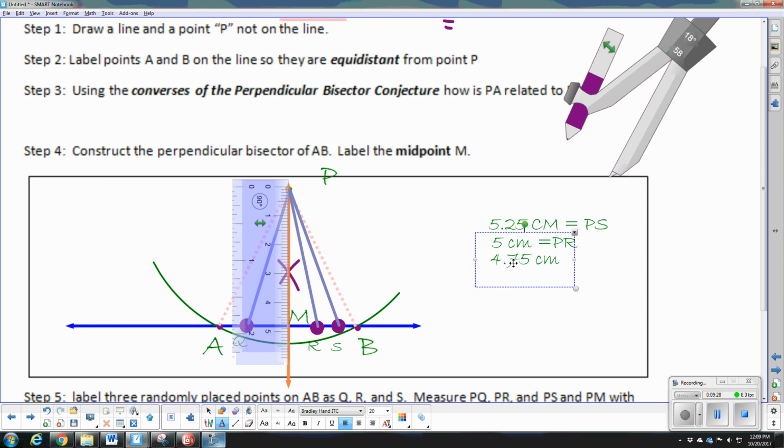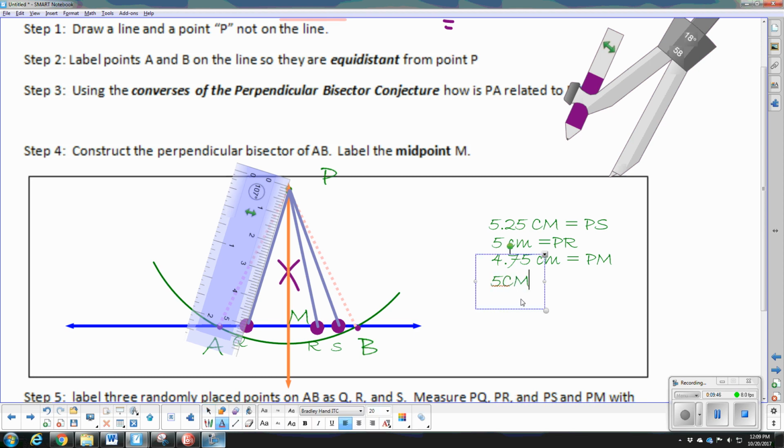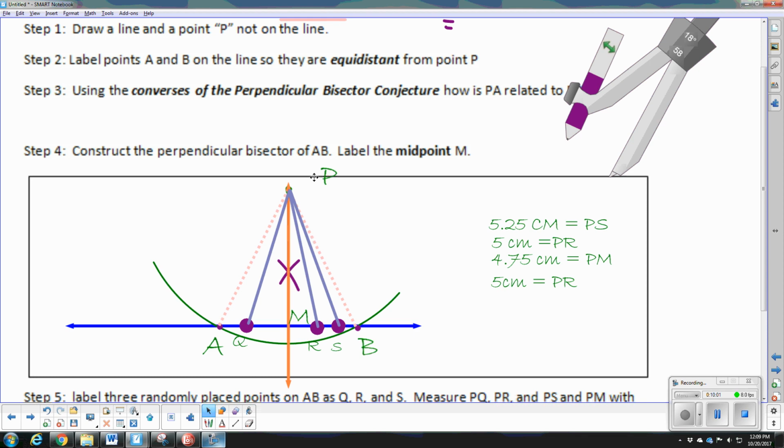So if you notice, they're getting smaller. And then my last one, PQ, that is about 5 centimeters, about the same as PR. Okay, so they started getting smaller, but then as soon as I passed PM, PQ is larger. So the closer my point is to the perpendicular bisector of my segment, the shorter the distance.